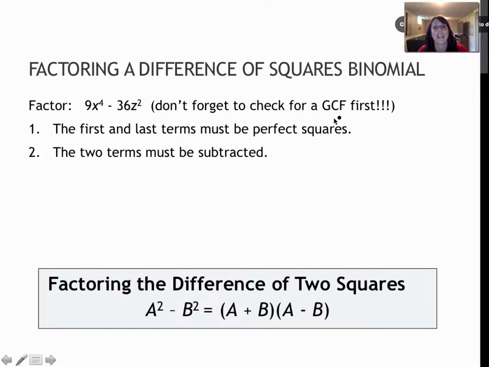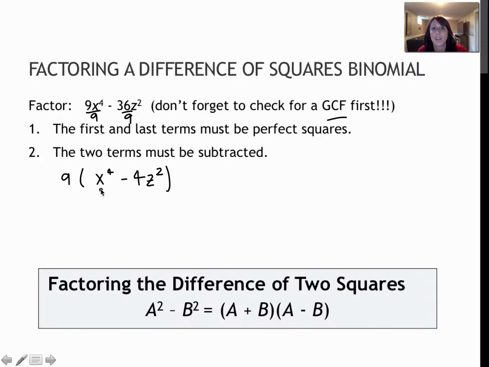On this one, again, I've reminded you that we should check for a GCF first, and we always should on every factorization question. But notice here that I can factor out a 9 first. So I'm going to factor out that 9, and that leaves me with x to the 4th minus 4z squared. And now I'm going to ask myself those questions.